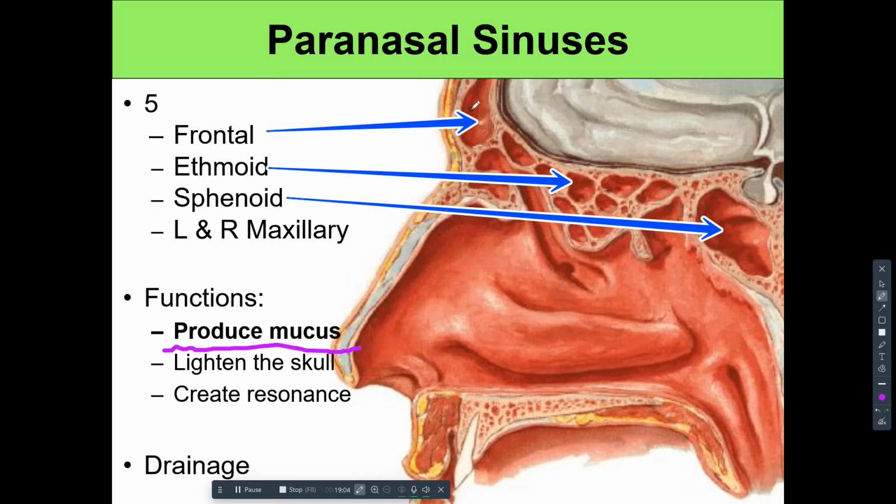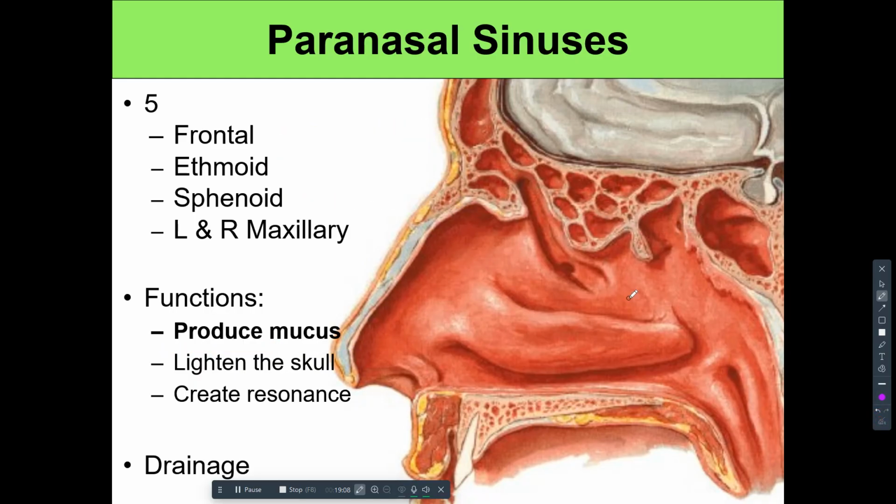Now, the mucus made in these sinuses has got to drain into the nasal cavity. So there will be passageways that allow mucus to go from the sinus into the nasal cavity. It's kind of like the nasal cavity isn't big enough to make all of its mucus on its own, so it's got these off-site mucus factories.